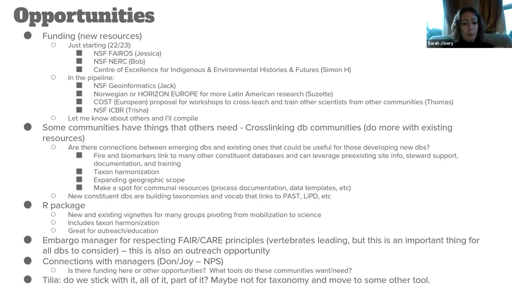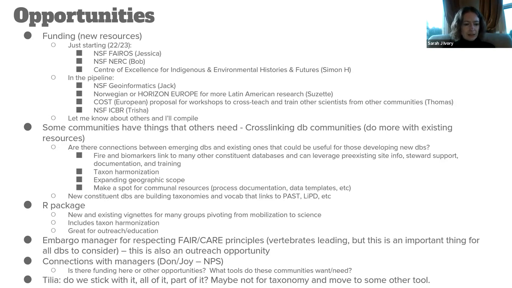This was something just mentioned by one group, but I wanted to know more about it, and it was connections with managers. Don and Joy talked about a new collaboration with the National Park Service, and so I wondered, is there funding here or other opportunities, and what tools do these communities want and need?